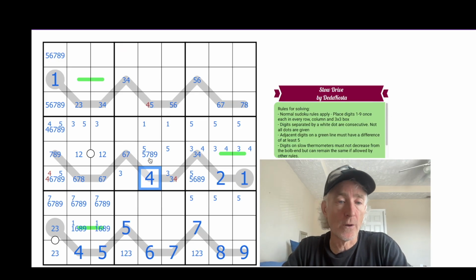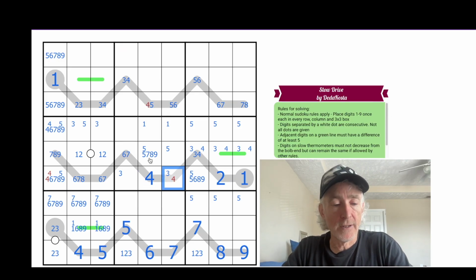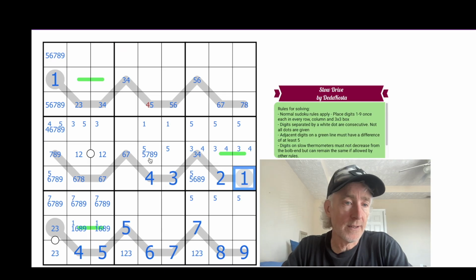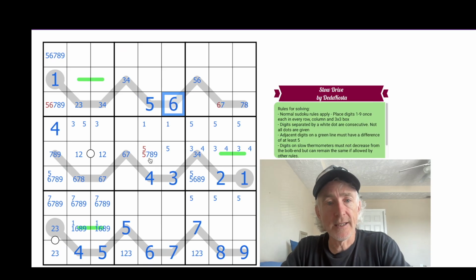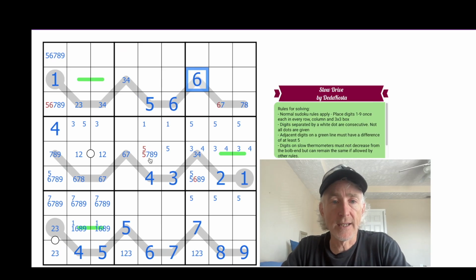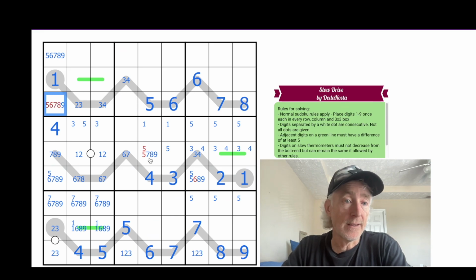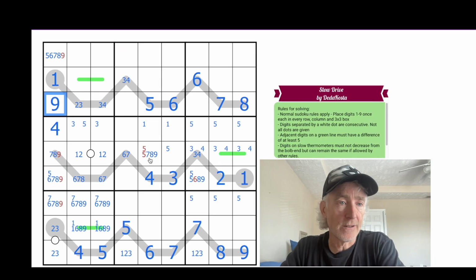That has to be a 4. That's going to make that a 3. That does place a 4 up here. That places a 5 here. That places 6 here. 6 can only go to 6. In this case, this would have to go to 7 and 8. That does place a 9 way over here, okay? So yeah, this is good.